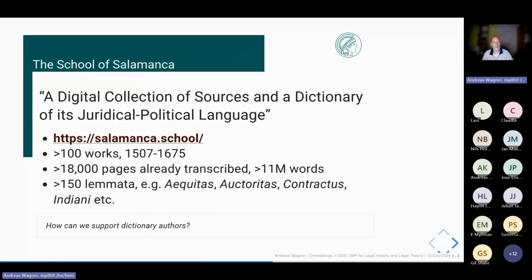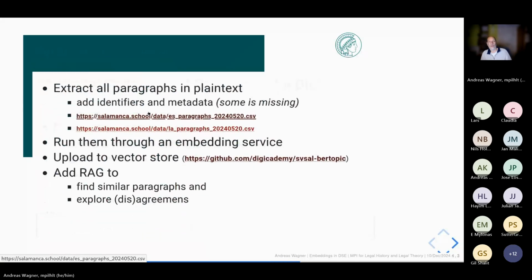And soon the question arose, given that we have this huge amount of text, we do have a full text search, obviously, on our web platform, but are there additional ways in which we could support our authors in writing on these things? Normally the authors would go to the website and search for contract, for example, and then find all paragraphs where the word contractus appears. But maybe we could do more.